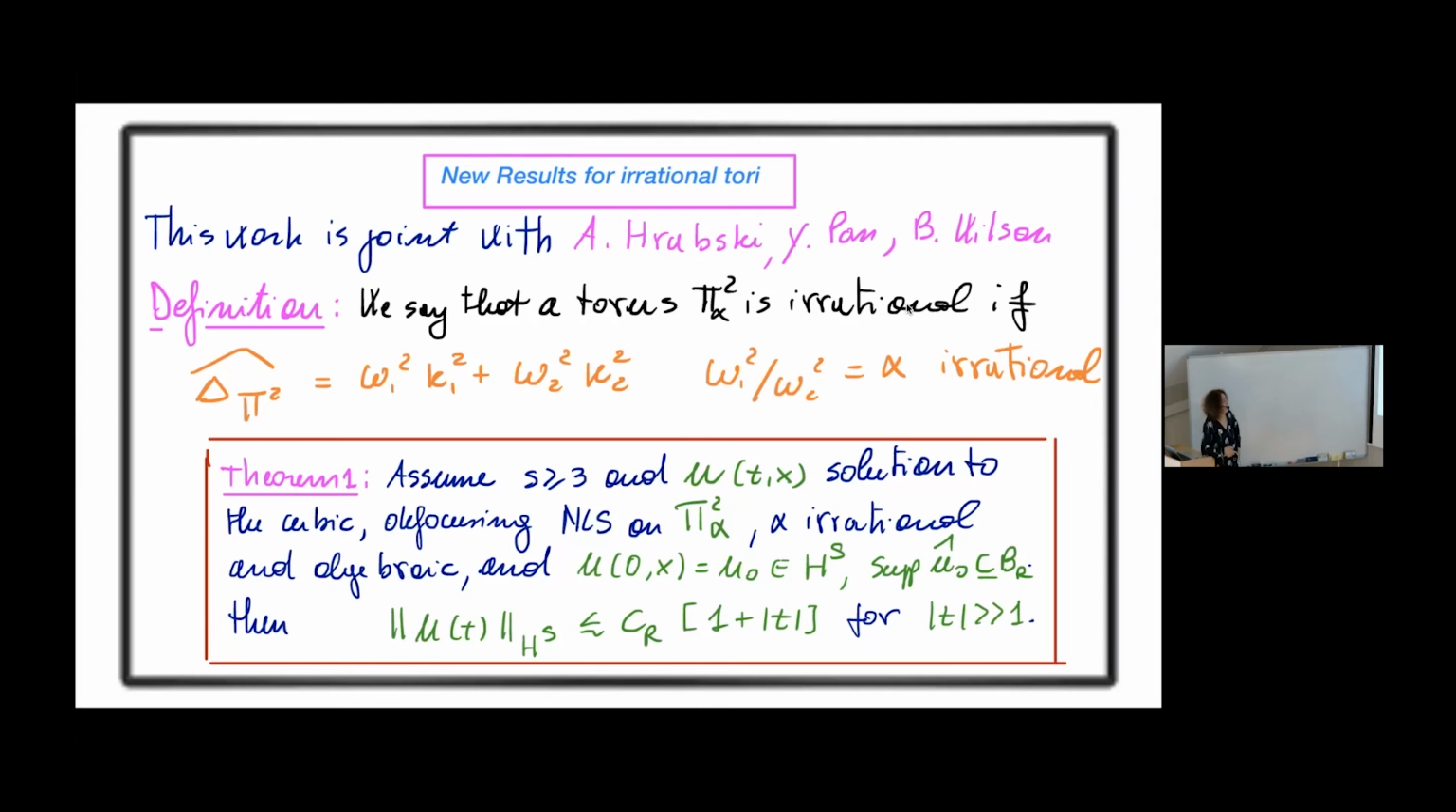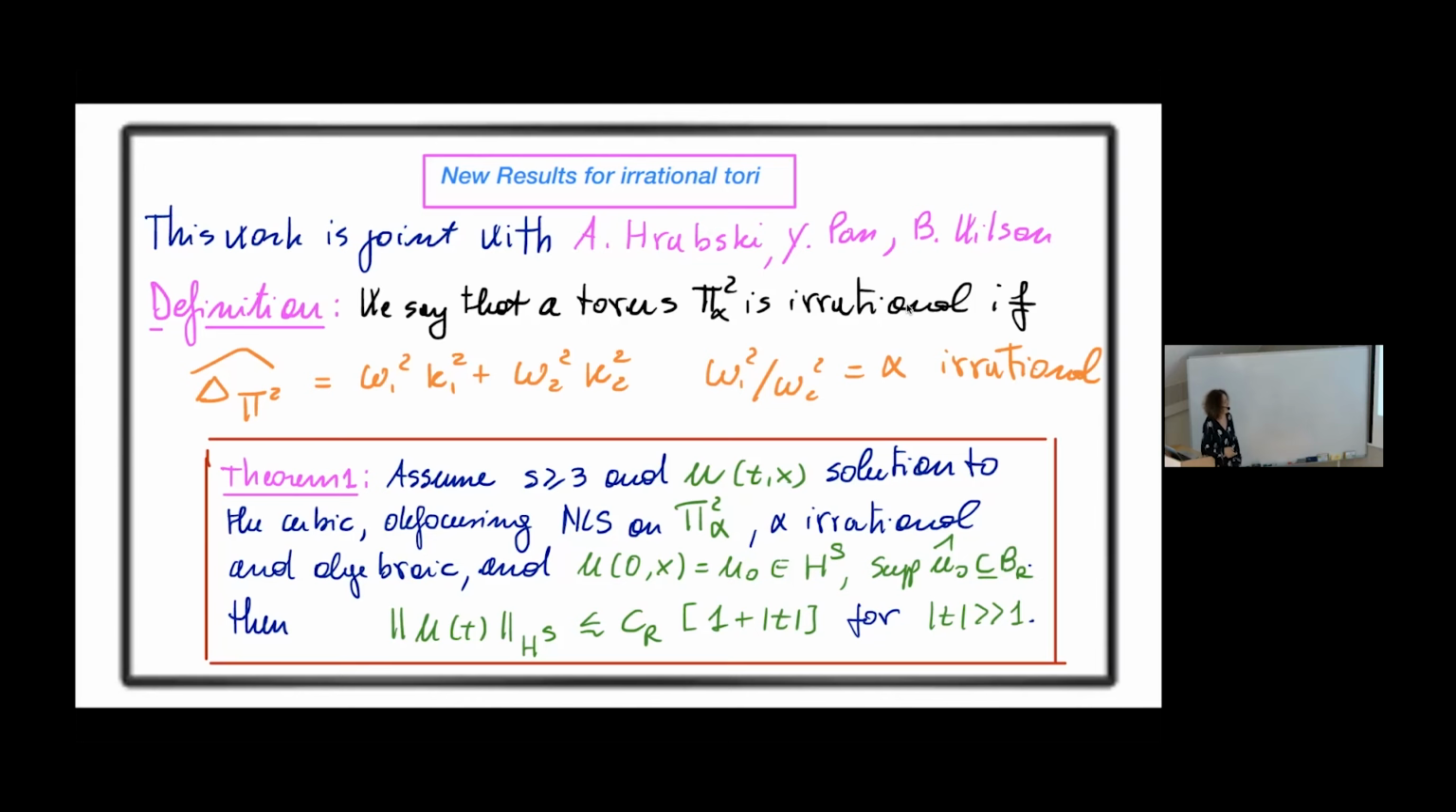Now, since I talked about rational and irrational torus, let me give you a definition in two dimensions. This can also be extended to higher dimensions, but in two dimensions it's very simple. The torus T^2_alpha, and alpha is this number, is irrational if, when you take the symbol of your Laplacian on the torus, you get omega_1 squared times k_1 squared, the first component of the frequency, and omega_2 squared times k_2 squared, the second component of the frequency vector. So the bottom index in this slide means the component, and this is the power. If you take the ratio between this number and that number, that's a number alpha, which is positive, and if it's rational, it's a rational torus. If it's irrational, we call it an irrational torus.